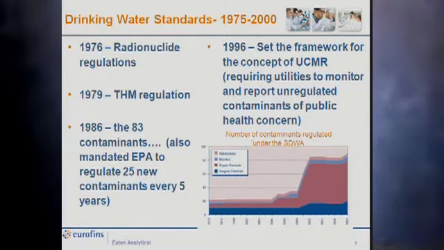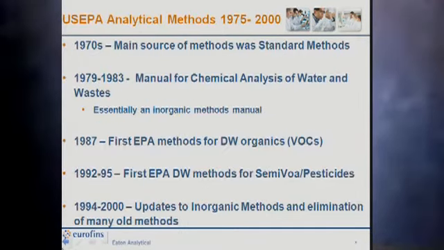And we'll talk in a lot more detail about that in a few slides. But you can see that basically for a number of years, we had really very few methods or very few analytes regulated, and then we had the 86 amendments, and since then things have just gone up a little bit, which again impacts where we're going in terms of analytical methods and EPA standards. Now let's talk about EPA analytical methods for this same period.